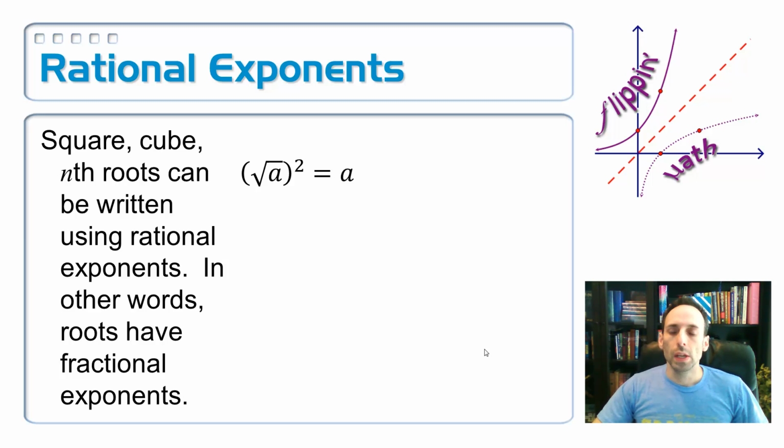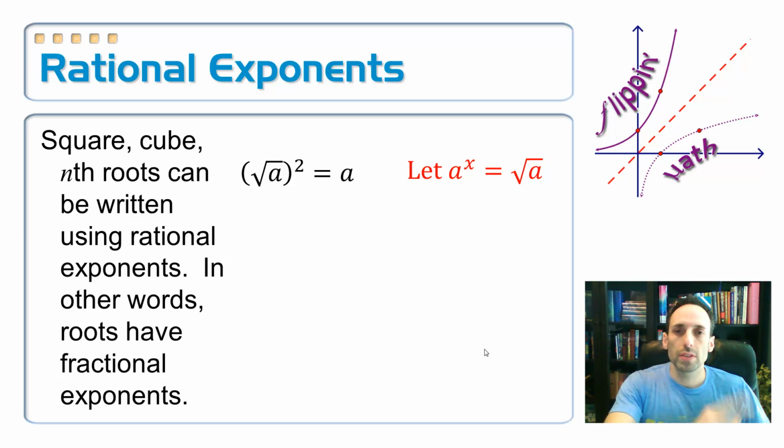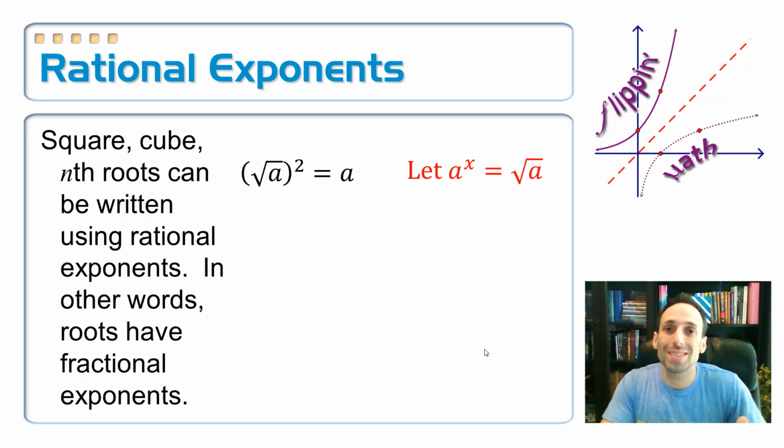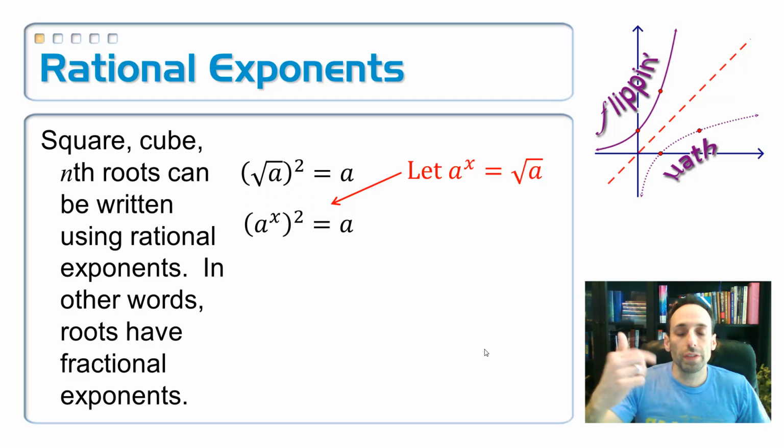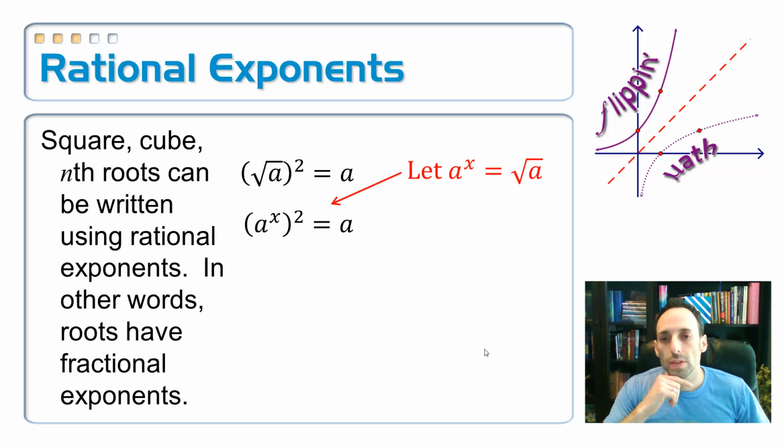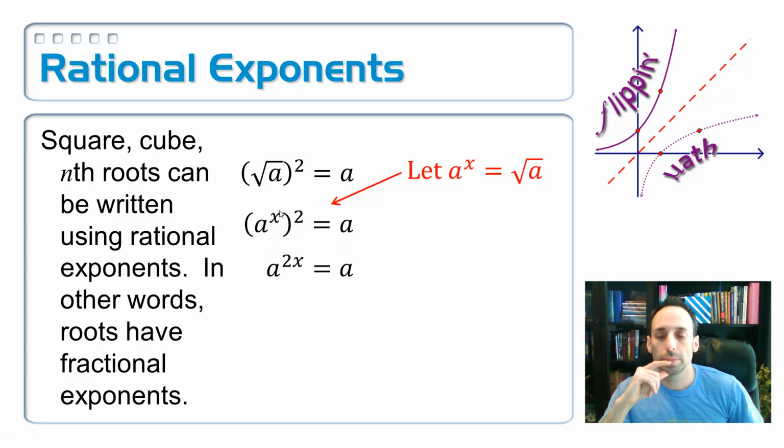Squaring and square root. Okay, so what I'm going to do is I'm going to let a to the x equal the square root of a. Because what I want to do is figure out what is the exponent that means the same thing as square root. And that exponent is my variable x. So I'm going to take this out on the left-hand side and put a to the x in its place. Okay, over here on the left-hand side of the equation, you just got a power to a power, so you multiply those exponents. So that's a to the 2x.